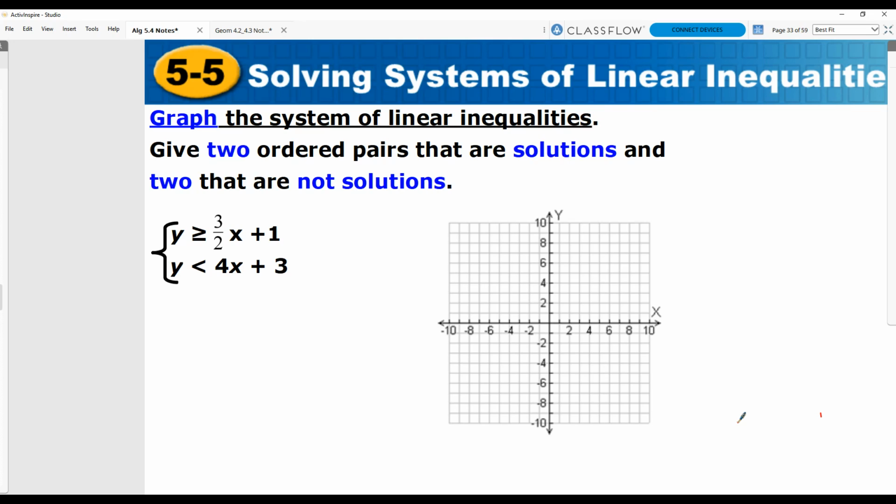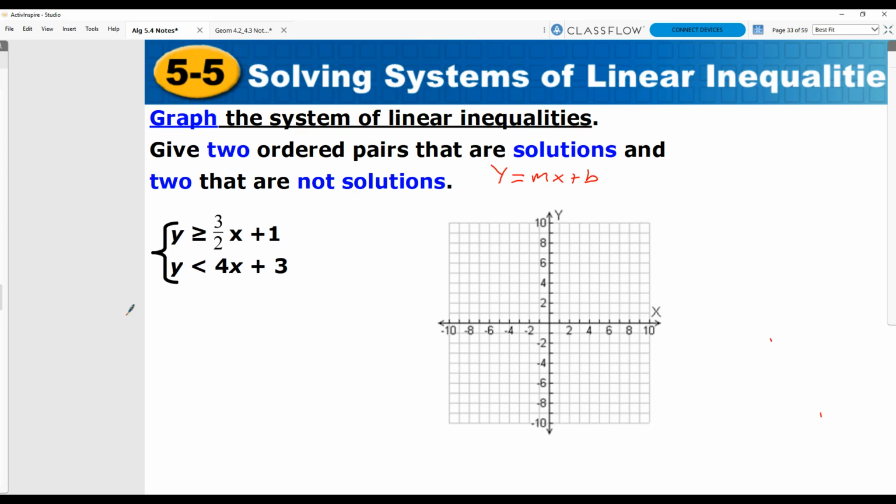Okay, so when we go through and we get done, we're going to find two ordered pairs that are solutions and two ordered pairs that are not solutions. It's kind of similar to what we did in Unit 4 when we were just graphing these things here. Okay, so to graph any line, it needs to be in this format: y equals mx plus b. It has to be in slope-intercept form. So that's what you want to check first. Check to see that both of these are in slope-intercept form, and they are. So we're going to go ahead and start graphing them.